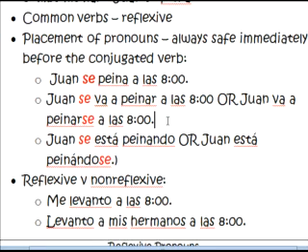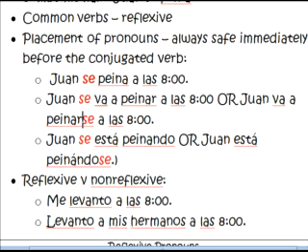Okay, taking it to the future tense. He's going to comb his hair at 8 o'clock. Juan se va a peinar a las 8. Safe before the first conjugated verb, va. Okay. Or I could attach it to the end of the infinitive. Juan va a peinarse a las 8.